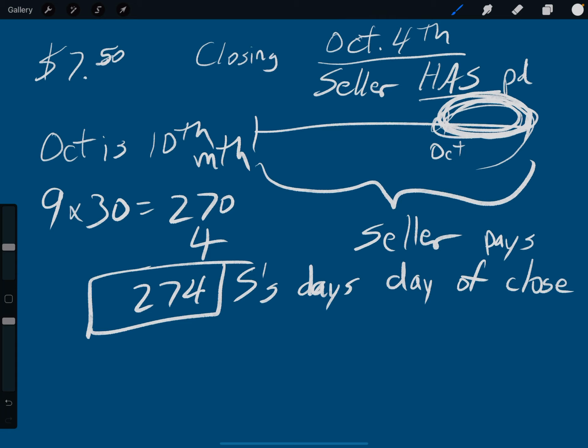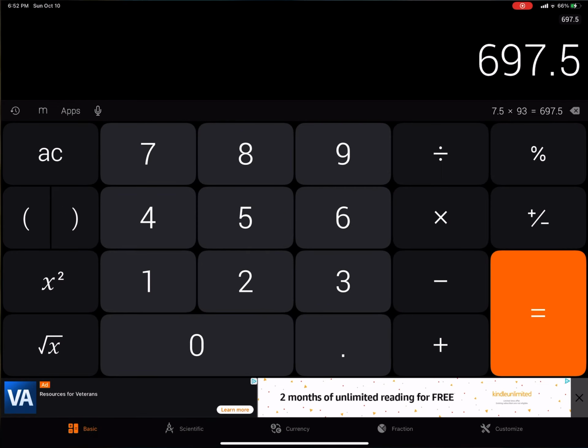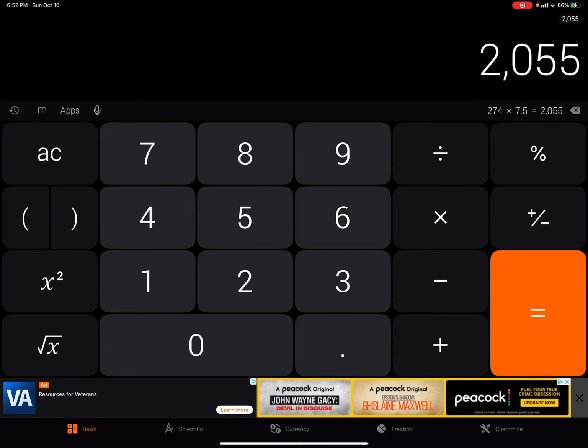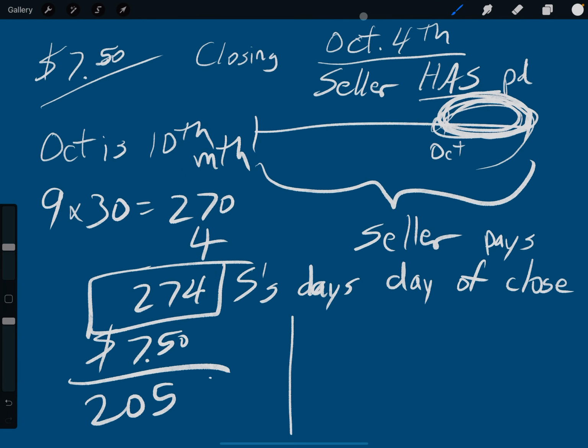Now, let's go ahead and figure out the dollars. We know that it's $7.50. 274 days times $7.50 is $2,055. That's the seller's portion, but that's not the one we need, is it? Don't forget that either. That's the seller's portion. We need to get the buyer's portion. Buyer's responsibility. What's the buyer's portion?